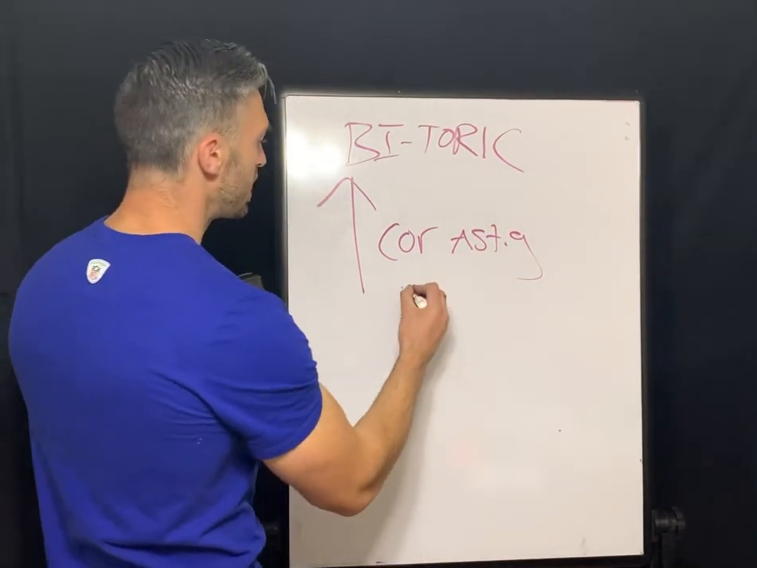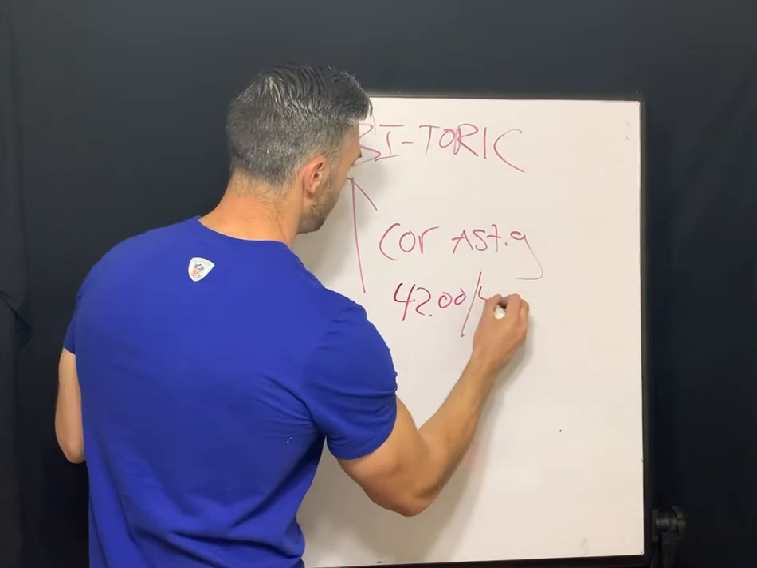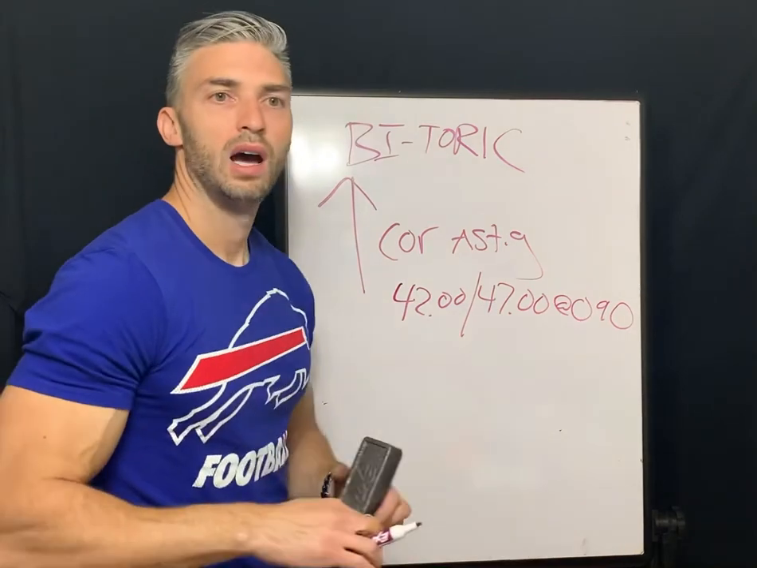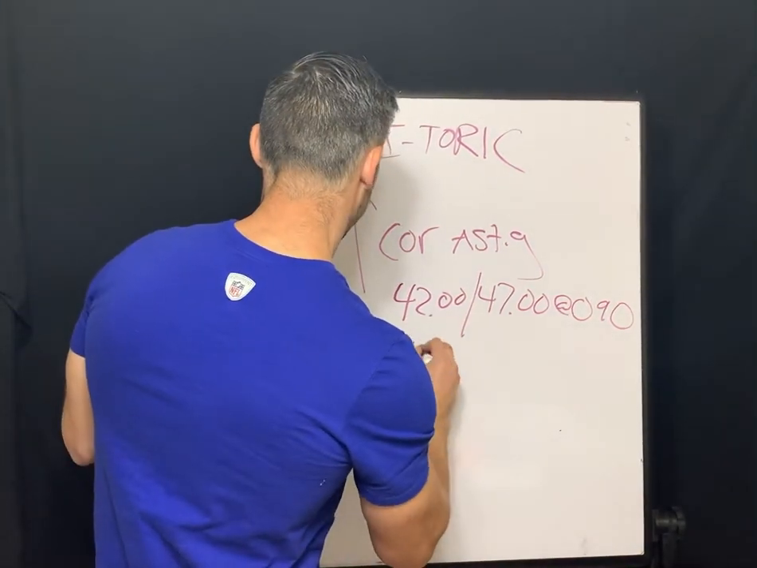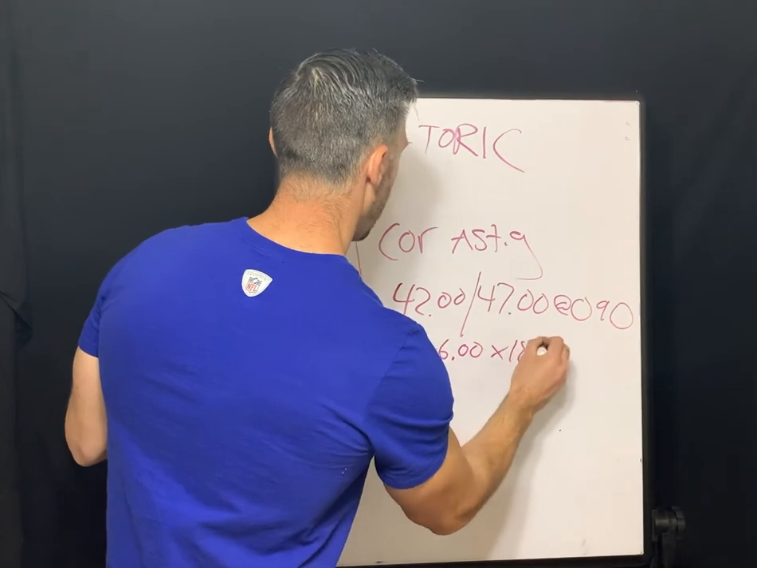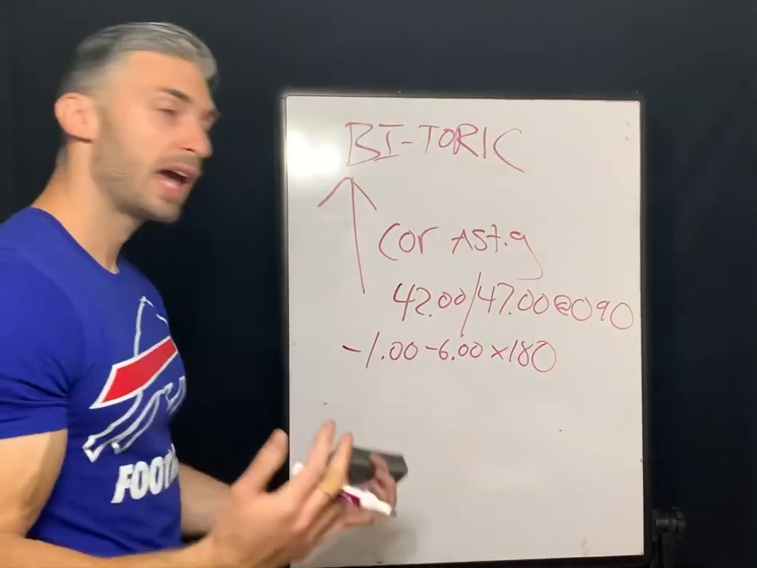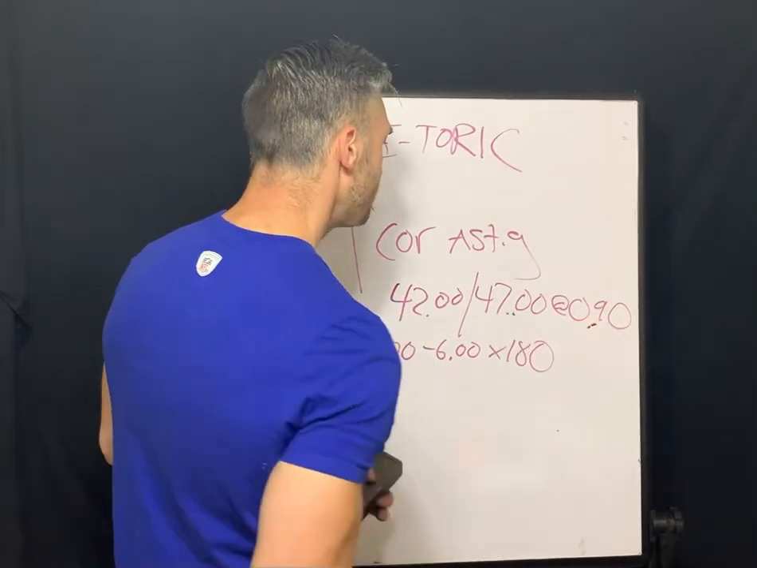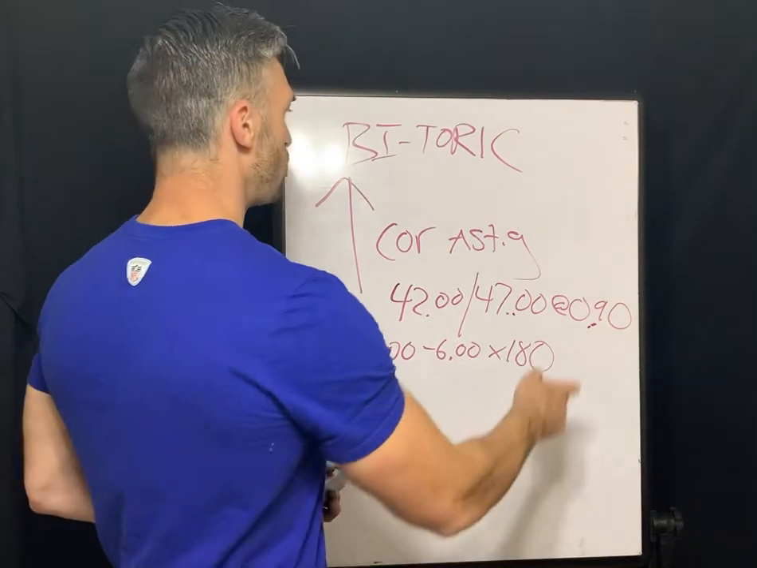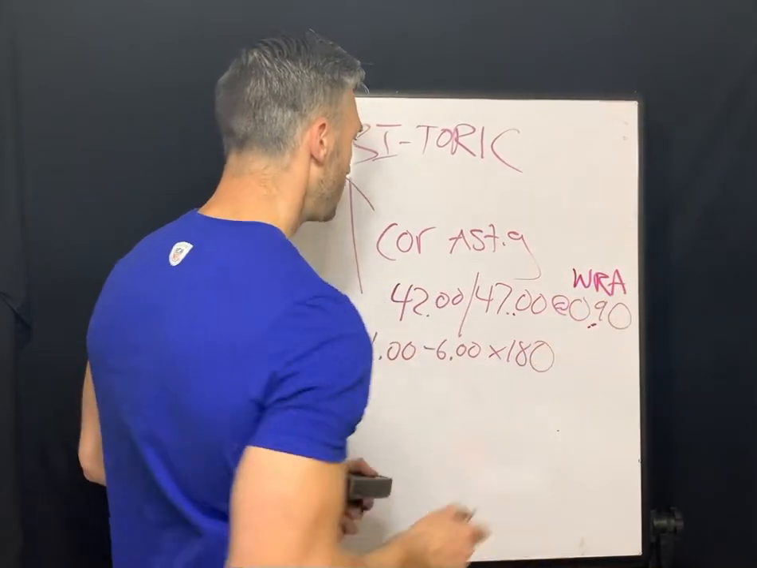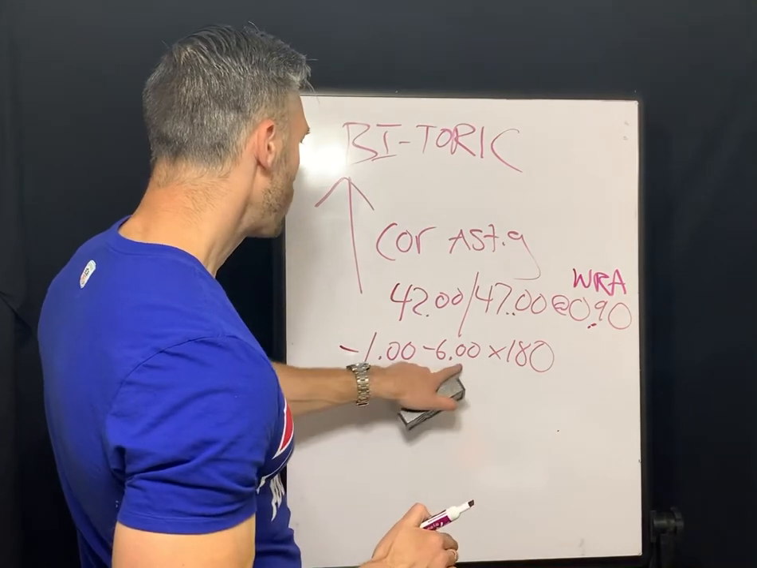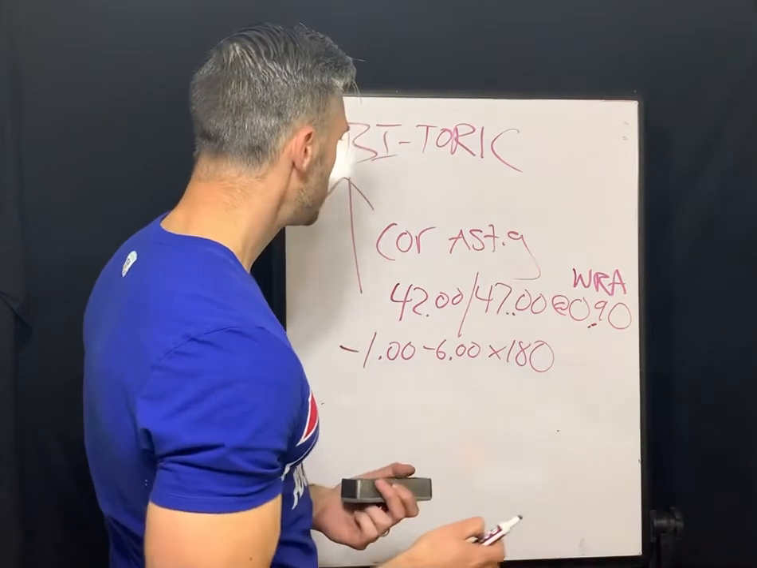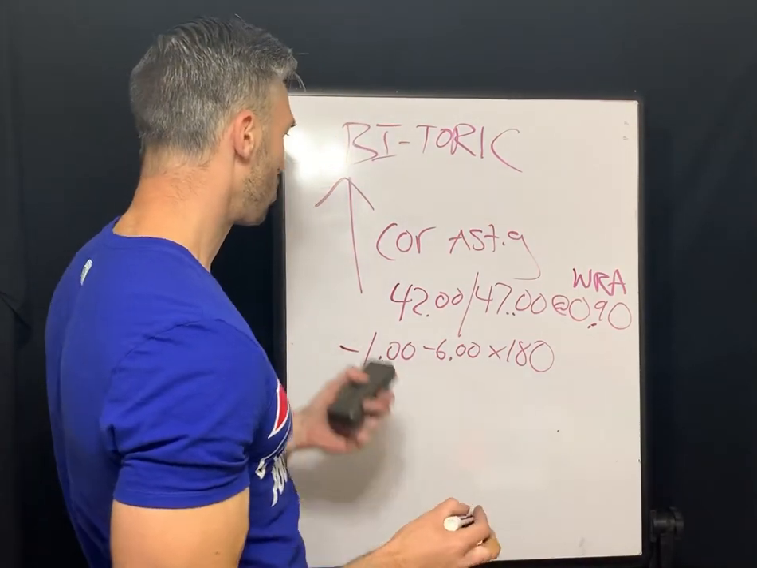So let me put up a quick example here. 42/47 at 90. We'll do -1, -6, axis 180. Okay, again, we're just going to really hammer in some points here. Steeper at 90. So if it's steeper at 90, again, that's with-the-rule astigmatism. So then one thing we have to notice, we have a 6 diopter cylinder. We're not going to get by without compensating for vertex distance. So let's go ahead and put it on our optical cross.